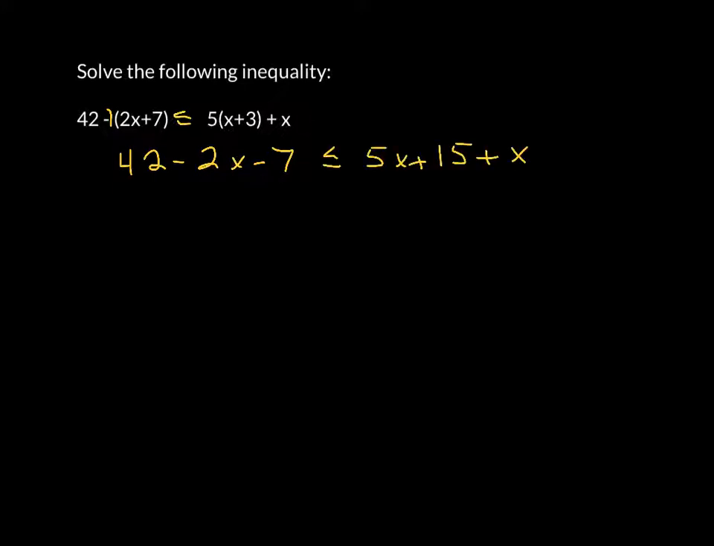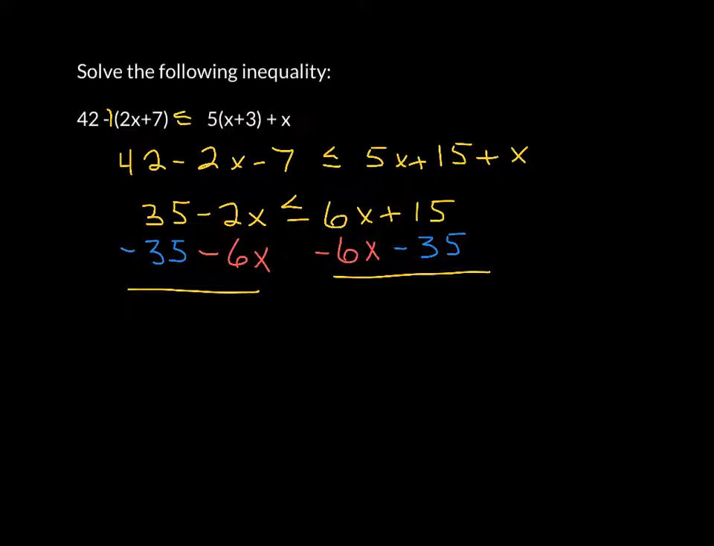Now all we have to do is simplify the left side and the right side. And we're going to do 2 steps at once. We will get the x's on the left by subtracting 6x from both sides, and we will get the numbers on the right by subtracting 35 from both sides. And we get that a negative 8x is less than or equal to negative 20.